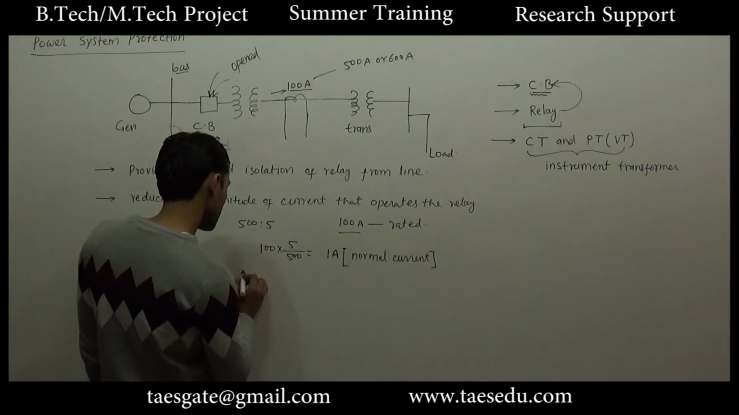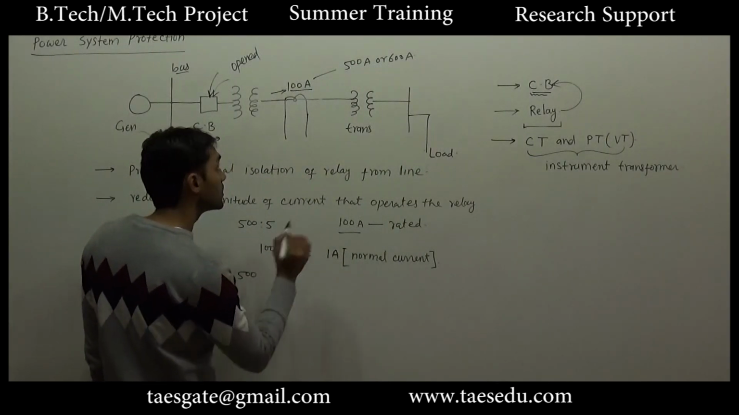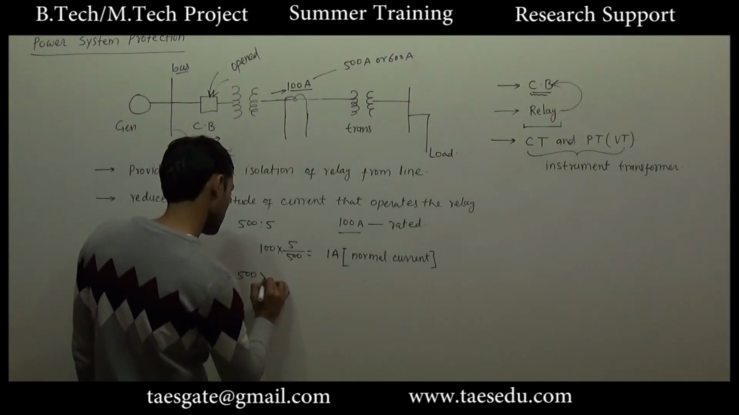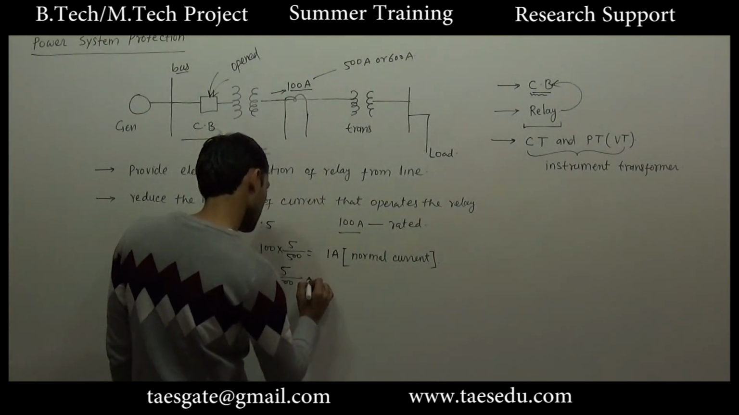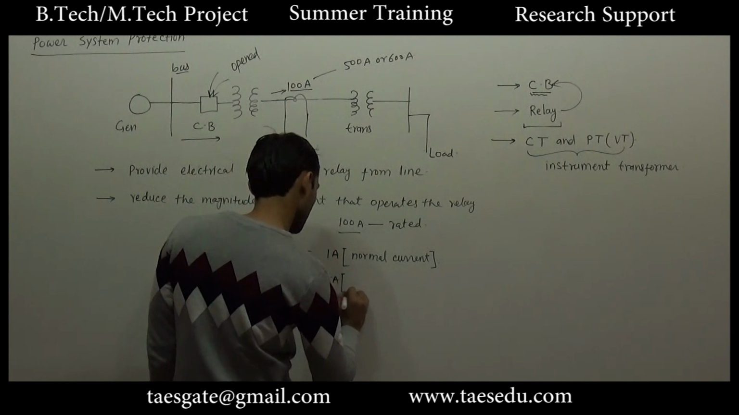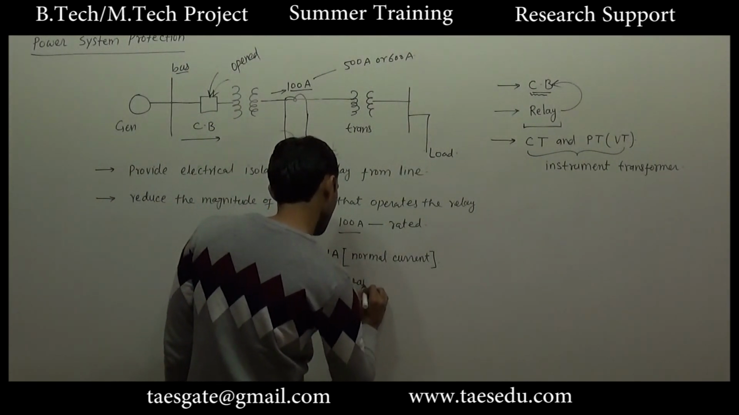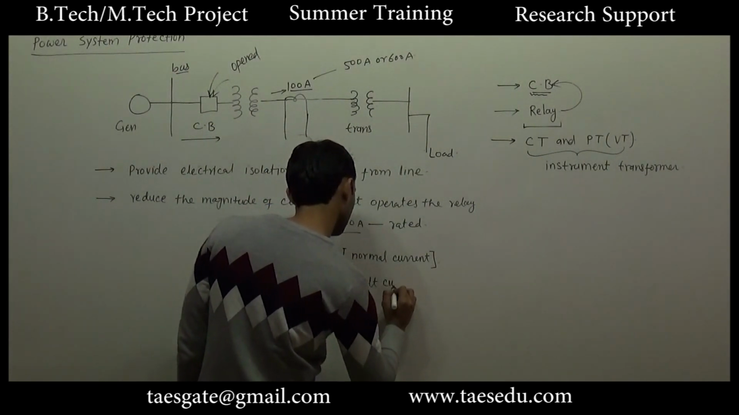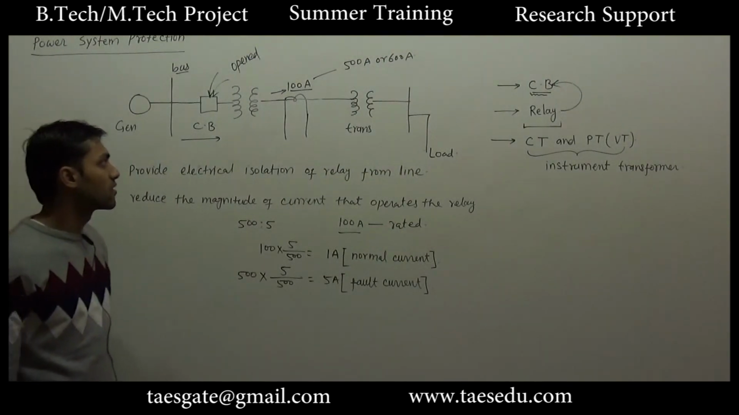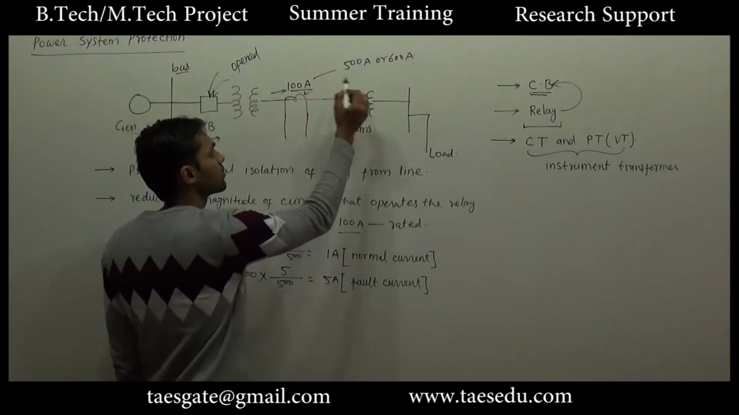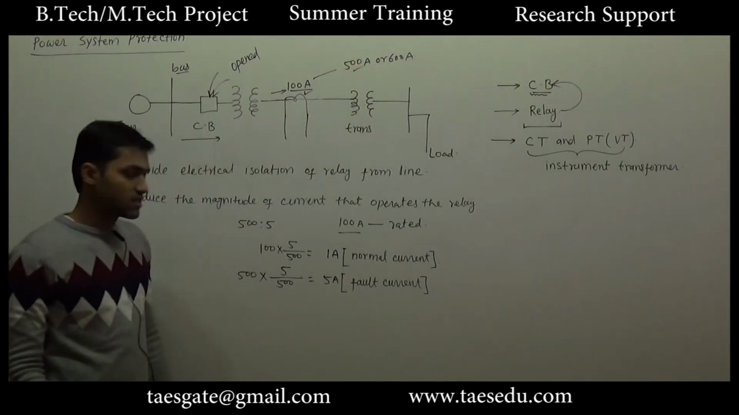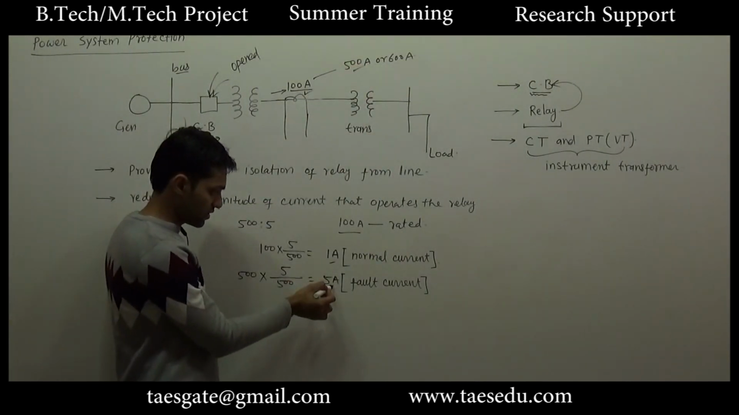Let's say 500 ampere is fault current. So this will be a 5 ampere current in the current transformer, and this will be treated as fault current, okay. So with the help of the current transformer, the relay does not have to deal with 100 ampere or 500 ampere. Instead, it is dealing with 1 ampere and 5 ampere.